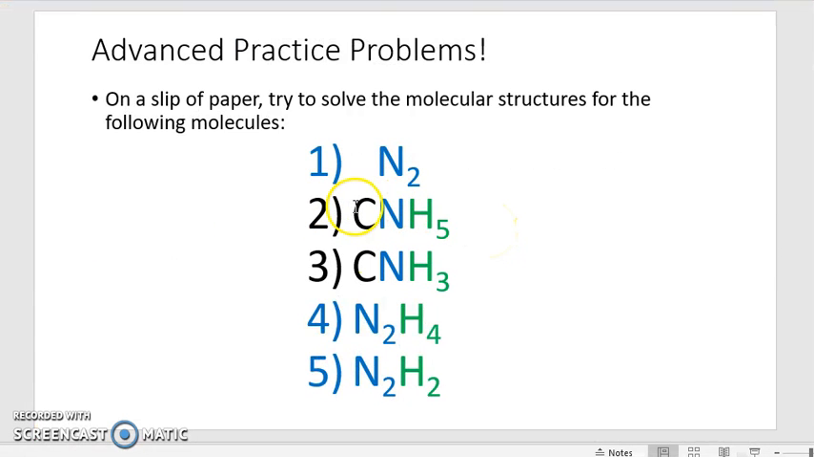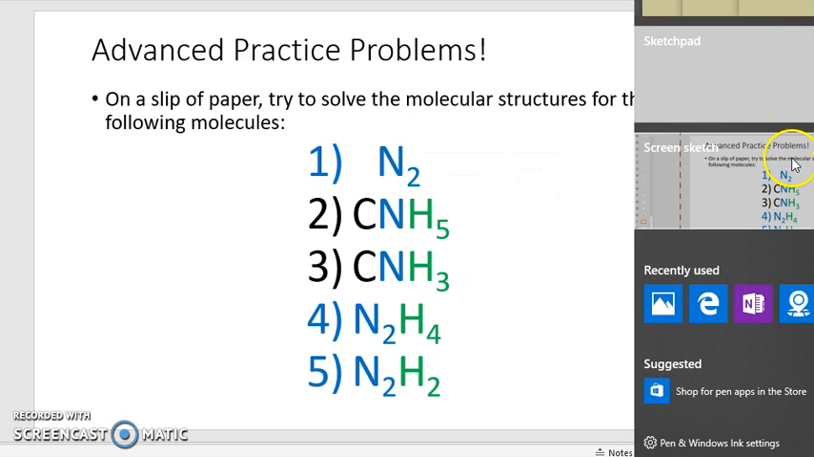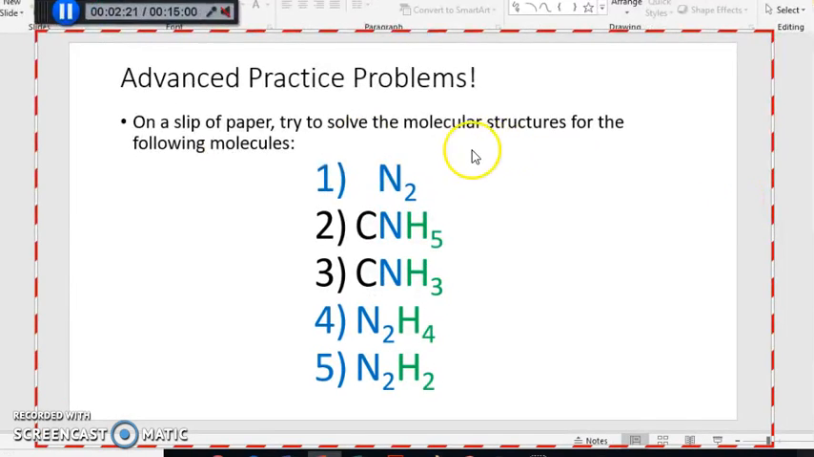Let's look at number 2. I've thrown in carbon and hydrogen in this example, so this one's going to be a little bit more sophisticated. That's why these are advanced practice problems. So we've got our carbon. I like my orange from the last video, so I'll go ahead and use that.